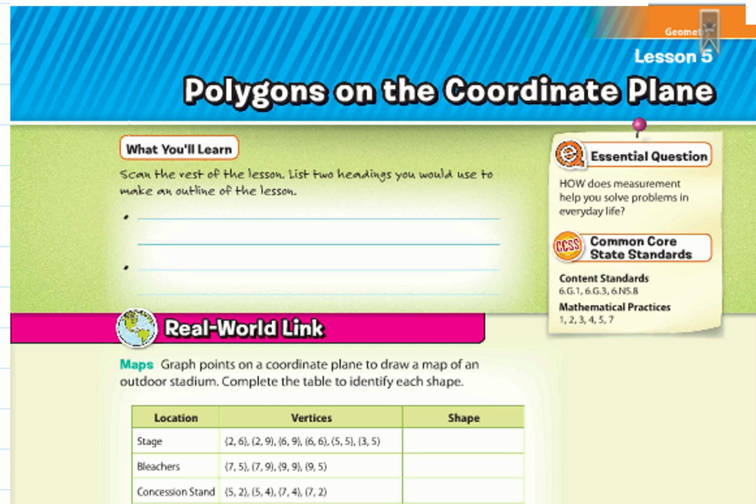Hello, welcome to Chapter 9, Lesson 5. We're doing polygons in the coordinate plane. So we're going to scan the lesson and predict two things we're going to be finding today. So we will find perimeter. And a reminder, perimeter is adding all the sides together. And we're also going to find area.